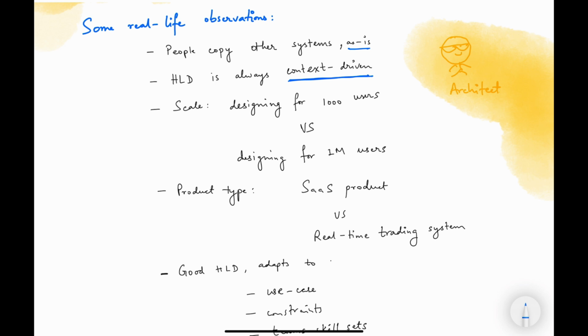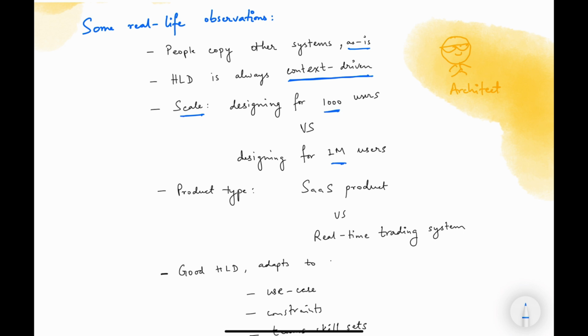Second, while doing a high level design, in our project or even in interviews, we always have to design for scale. Designing a system for 1000 users is entirely different from designing a system for 1 million users. We have to understand this and accordingly make a decision. And we have to always prevent over engineering of our solutions. That is what I've realized from my experience.